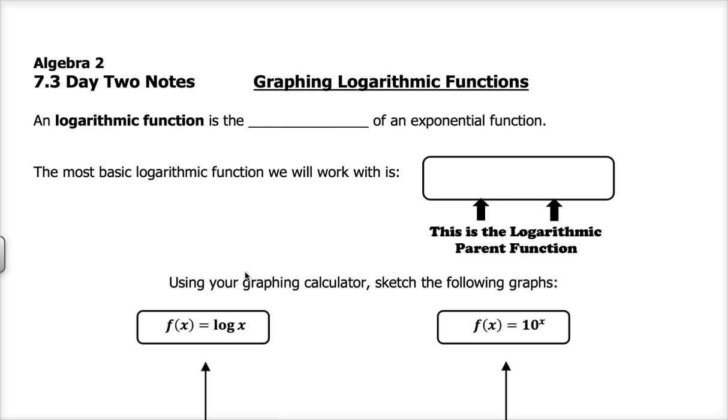Okay, so we're going to start out with identifying that a logarithmic function is the inverse of an exponential function. And just like we learned how to graph exponential functions starting with the parent function, we'll do the same thing with logarithmic functions. The parent function for a logarithmic is f of x equals log base 10 of x. Okay, so all of our graphs are going to be based on this basic format right here.